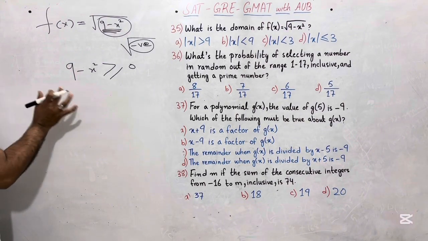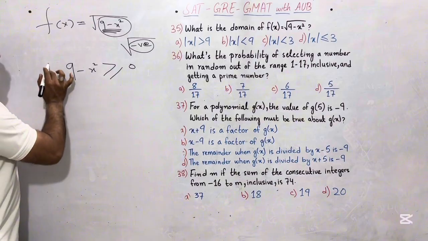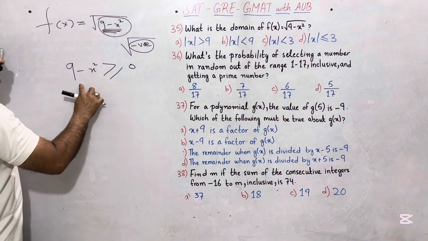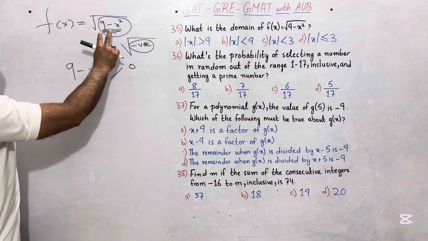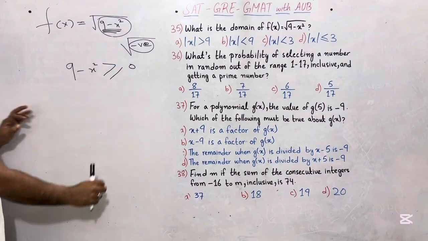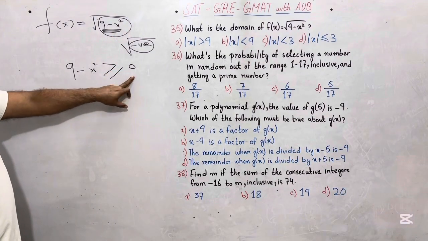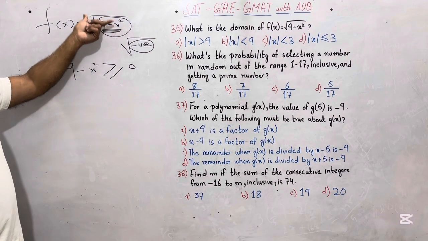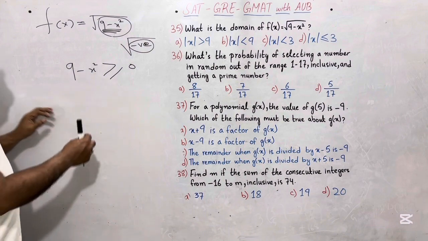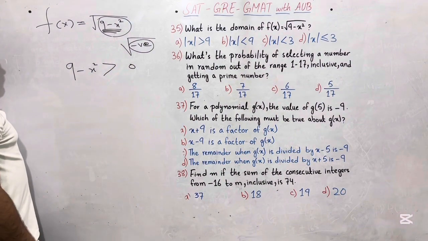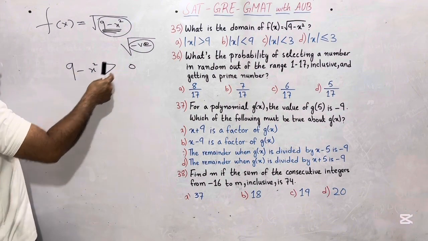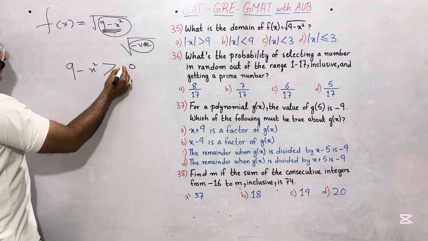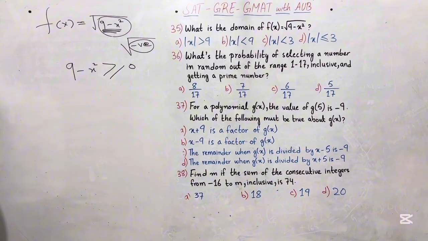Solving for x, whatever is inside the square root must be greater than or equal to 0. We can afford 0 because our overall function is in the numerator. If the same quantity were present in the denominator, then we would have avoided this equal to. We have taken 9 minus x square greater than or equal to 0. Since it is in the numerator, we can afford 0 as well.